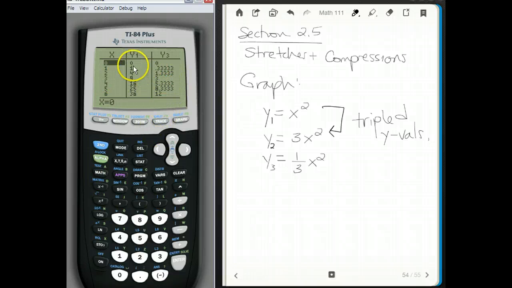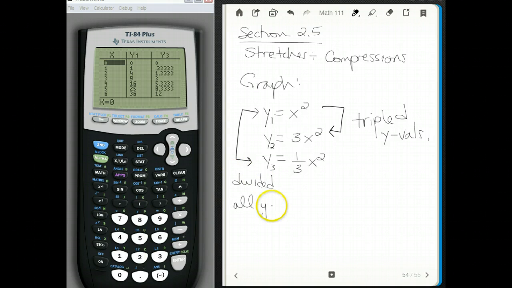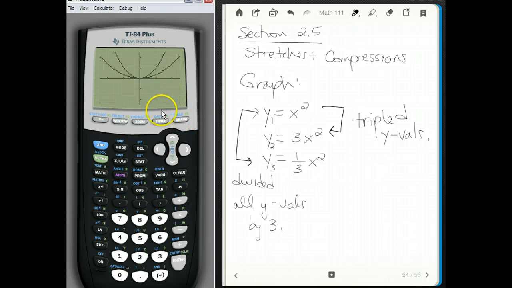Okay, let's compare now. Let's see what happened. Our old y outputs here were for y1, the x squared graph, and now these are our new ones for y3. Notice what the difference is. The output values have all been divided by 3. That makes sense because of the order of operations: you input a number, it squares it, and you multiply by 1/3, which is the same as dividing by 3. To go from here to here, we have divided all y's by 3.